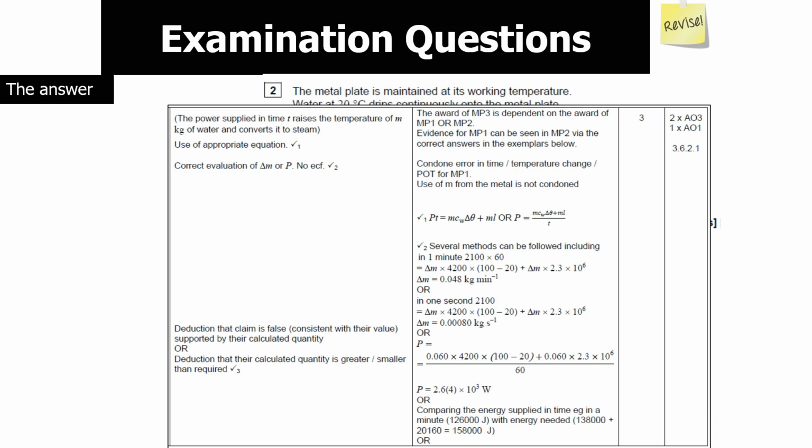So you've got to evaluate and say whether the claim is false or whether the claim is true. So the idea is it is probably false because it's not going to be supported by the values, because the calculated quantity you're going to get is not the same as the value that you need.